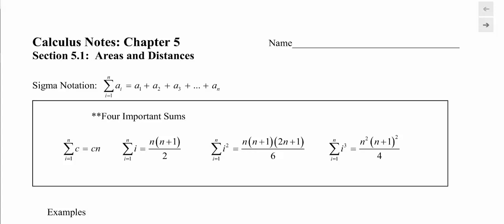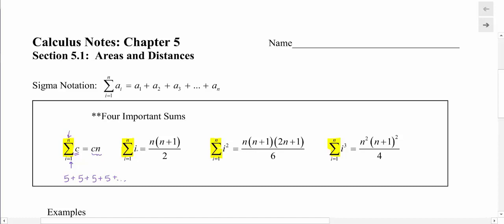So let's start by talking about four important sums that we're going to need as we develop this idea of a Riemann sum. If I take the sum, and this sigma right here, this funny E, is the summation or sigma notation. And so we're saying we're going to take the sum starting at 1 and ending at n of all c values, so some constant value. So that would be like me having 5 plus 5 plus 5 plus 5 plus 5 n times. That sum would be 5n or Cn.